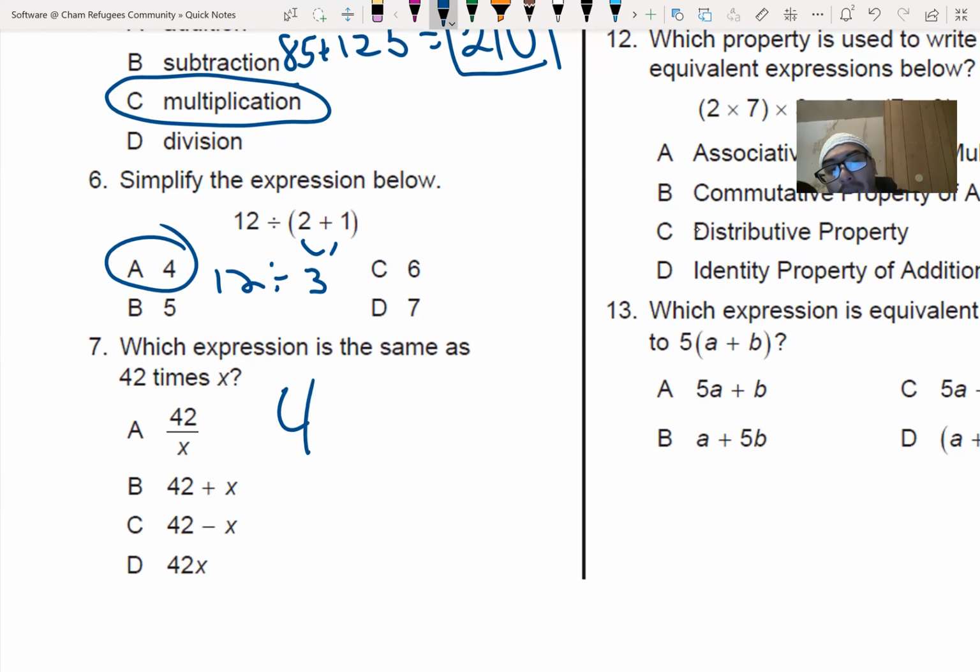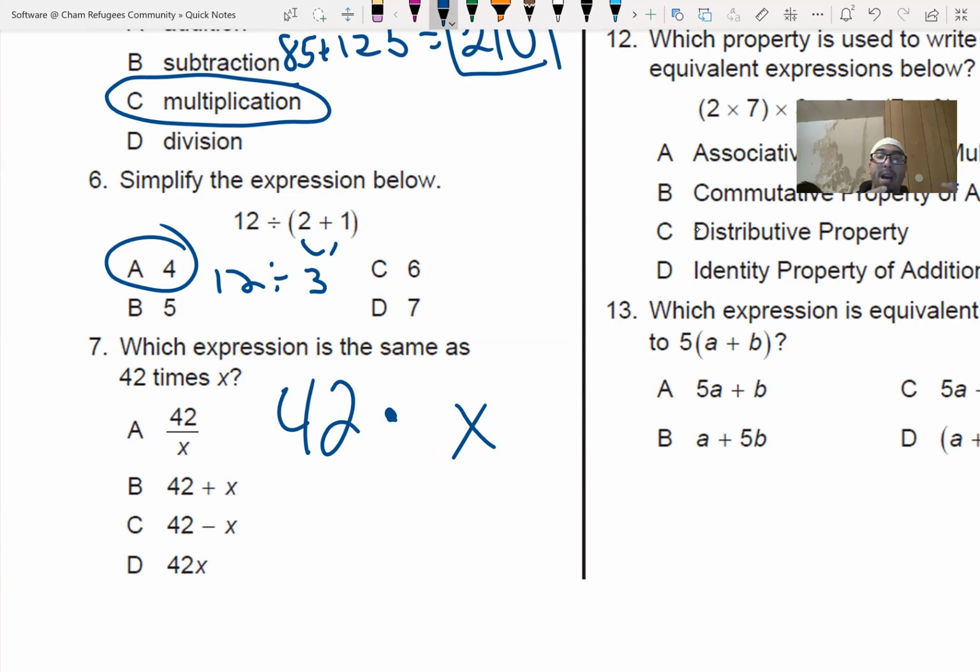So remember, we don't write it like this, 42 times x. Why? Because this is times, but we have an x over here, and people like to get confused. This looks like x times x, right? So we don't want that. So what we want to do is write it as the decimal point, right?